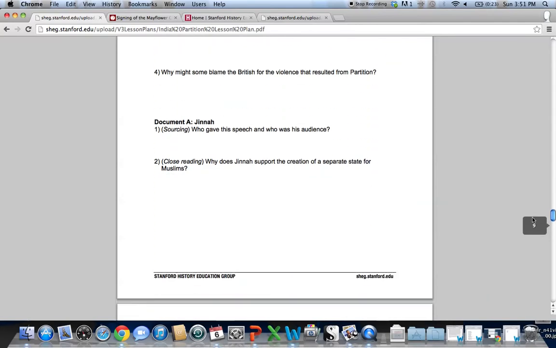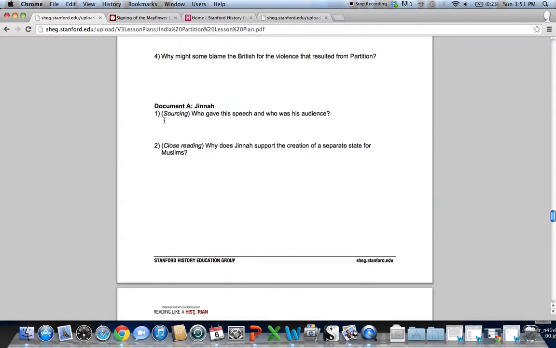What I really, really like is that when we get to the questions on the documents, they tell students what skill they are expected to be using. So you can really use these Stanford lessons to map out your entire course. If you are continually teaching students these skills and the differences between them, then when they are asked to replicate and use those skills on an assessment, they are much more readily able to do it. So again, you have sourcing: who gave the speech, who was his audience.